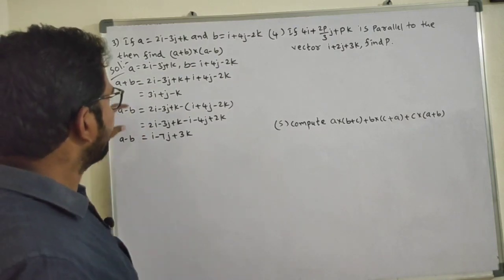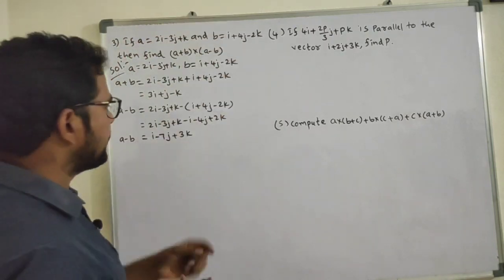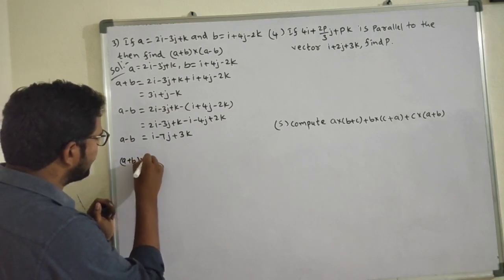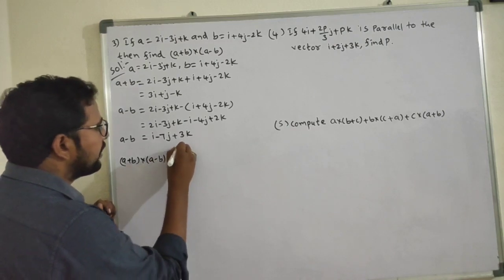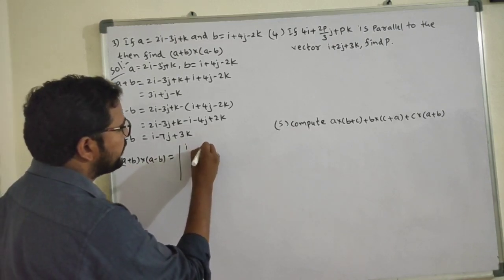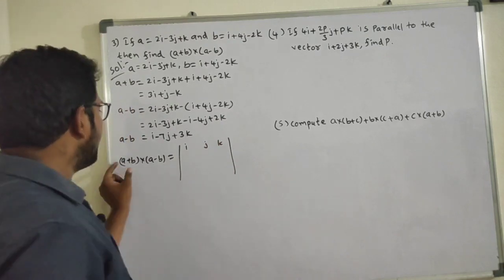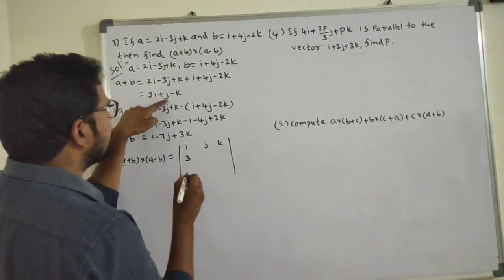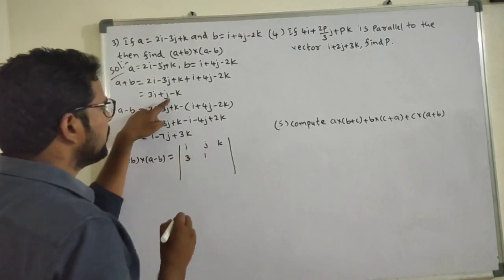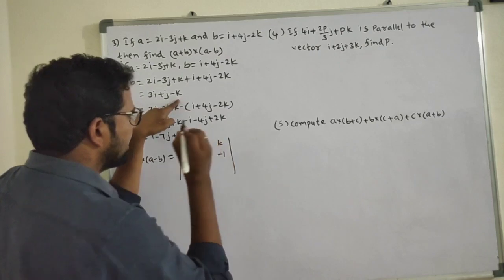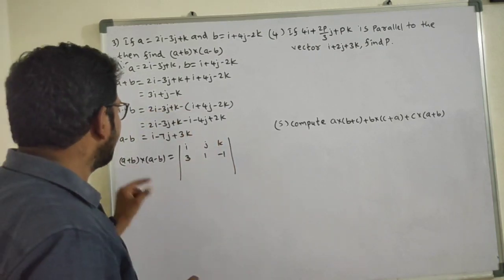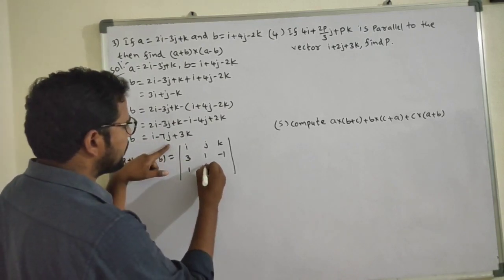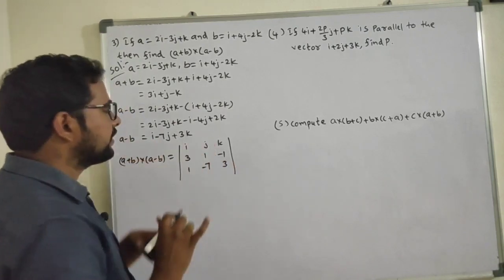Now we have to find A plus B cross A minus B. Take A plus B cross A minus B, which is equal to the determinant of i j k. In A plus B, what is the i coefficient? 3. What is the j coefficient? 1. What is the k coefficient? Minus 1. And in A minus B, what is the i coefficient? 1. The j coefficient is minus 7. The k coefficient is 3.